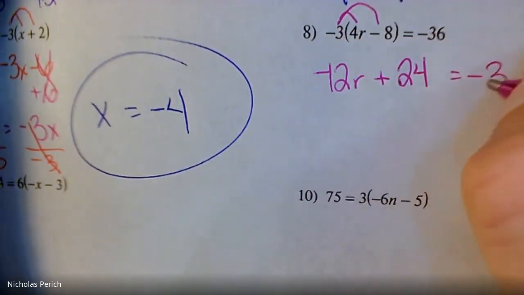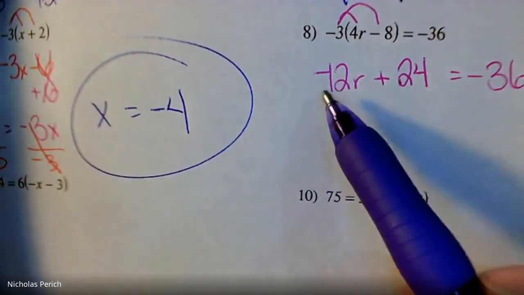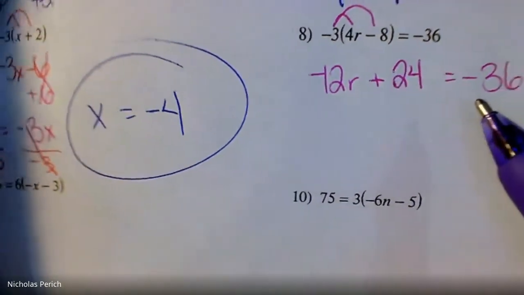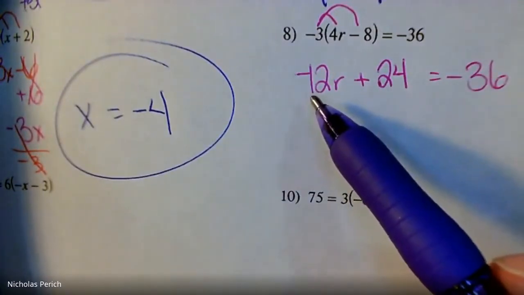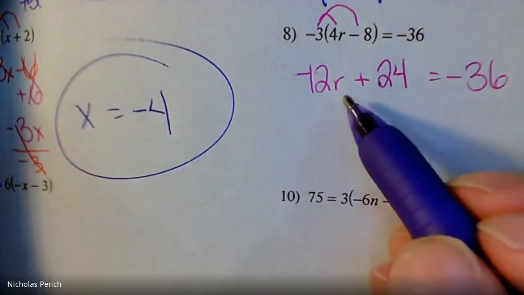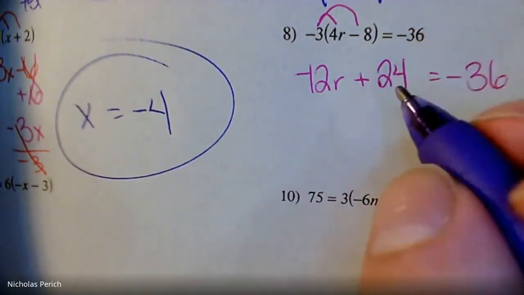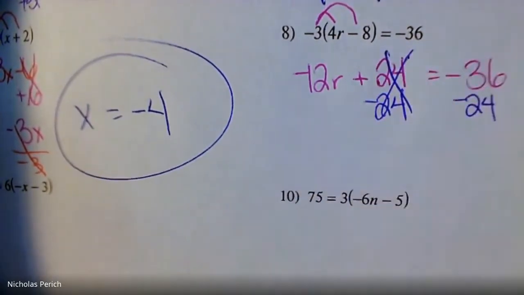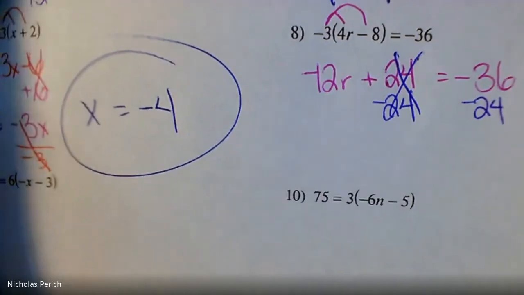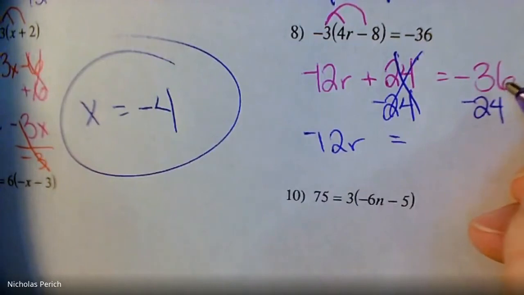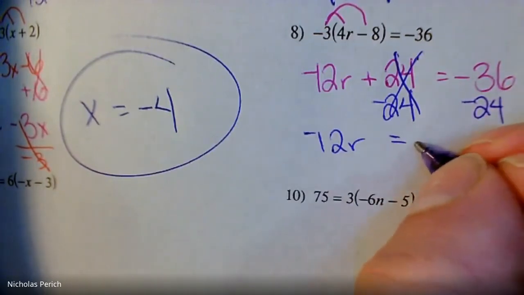That equals negative 36. Is r all by itself? No. What is in the way? Negative 12 is being multiplied to r. 24 is floating around, and it equals negative 36. Which one do I get rid of first? The negative 12 multiplied to r or the 24 added to r? Always get rid of the number that's floating around, the number that you have to add or subtract to both sides first. And in this case, I'm going to subtract 24 from both sides because that's positive 24. Bada bing. So negative 12r equals negative 36 minus 24 is negative 60.